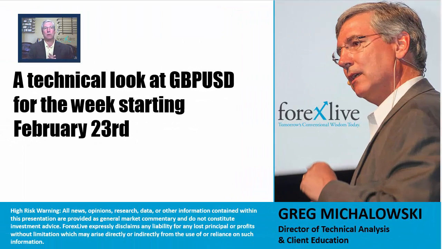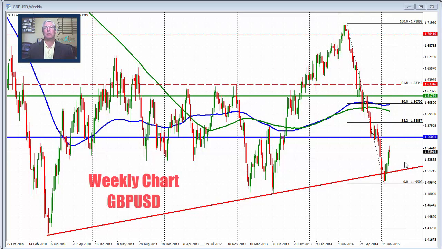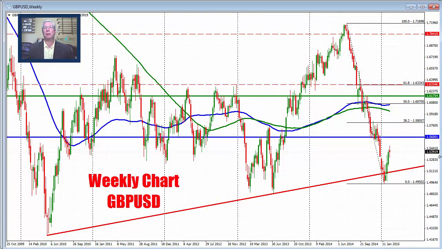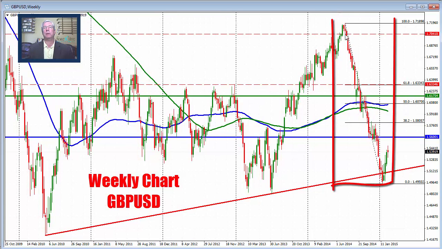This is a technical look at the sterling versus US dollar for the week started February 23rd, 2015. I'm going to drill down by starting to take a look at a weekly chart to get things going here. And when you look at the weekly chart, I see this big, huge trend move to the downside. It's fairly quick off a weekly chart at least.